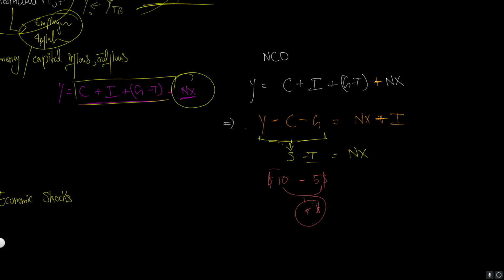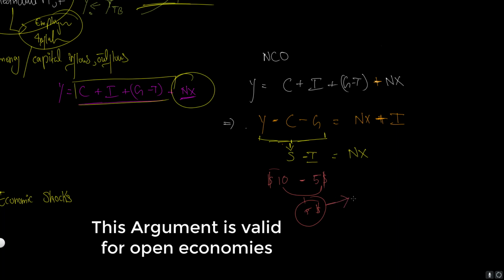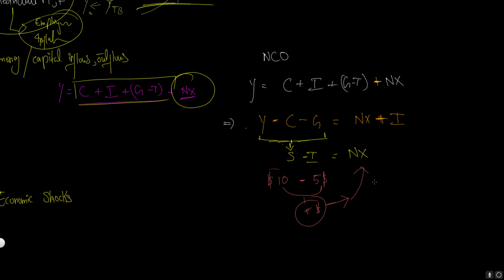What would I do with that extra $5? The only rational argument is that we would use that $5 to invest in countries abroad, to invest in some other property or some other asset abroad, and we would call this net capital outflow. The money is flowing from the economy towards the outside. So we can say that net capital outflow is equal to net exports. And we can look at it the other way around, net capital inflow. So inflow of capital, money coming into the economy, is equal to negative net exports, which is essentially the same thing as having more imports.